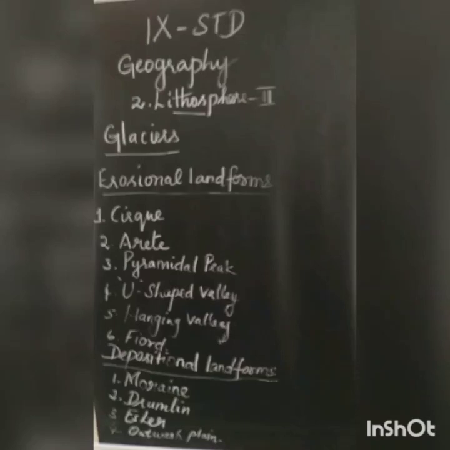Good morning students. Last class we completed Lithosphere 2 exogenetic processes, the introduction of weathering, the types of weathering, then underground waters, river. Now let us see the glacier. A glacier is a large landmass of ice that moves slowly over the land from its place of accumulation. So it moves ice from one place to another place.